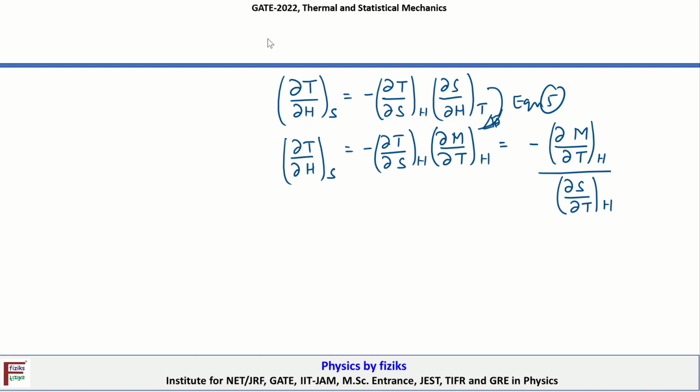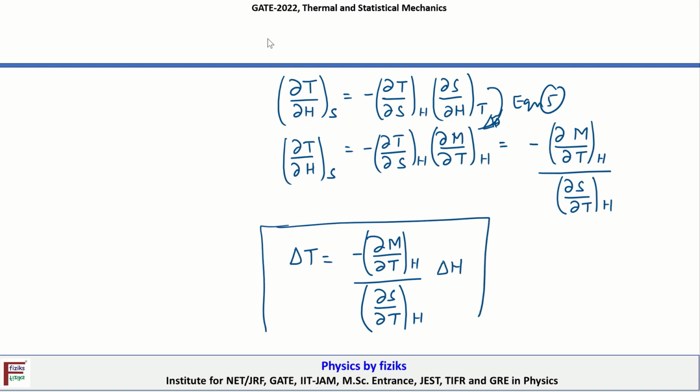But for a finite change, I can write delta T equal to minus (∂M/∂T) at H divided by (∂S/∂T) at fixed H, multiplied by delta H. That is the final result. But remember that this is the process described in the statement. It's basically the process of adiabatic demagnetization.